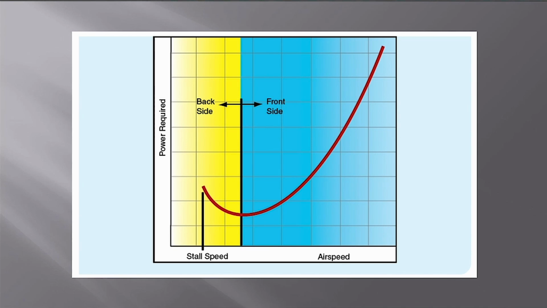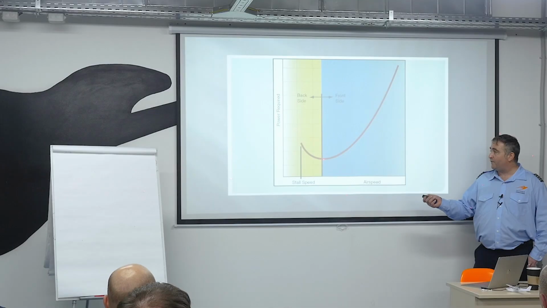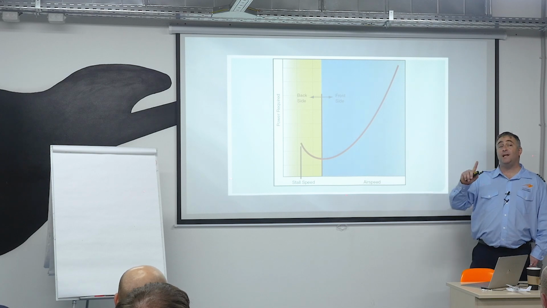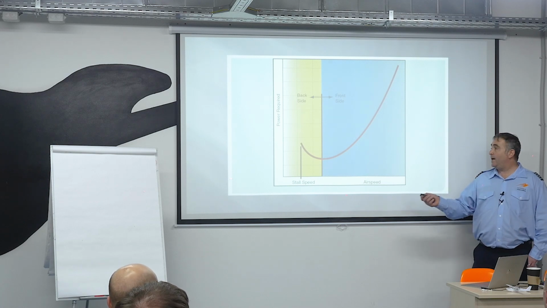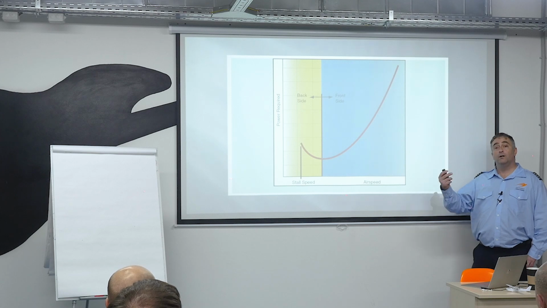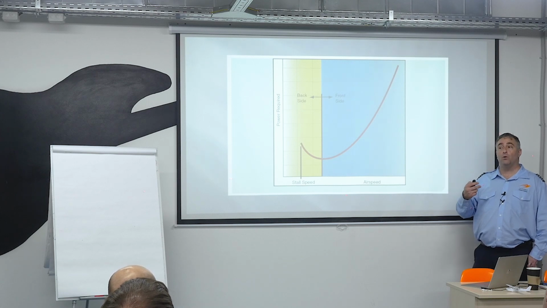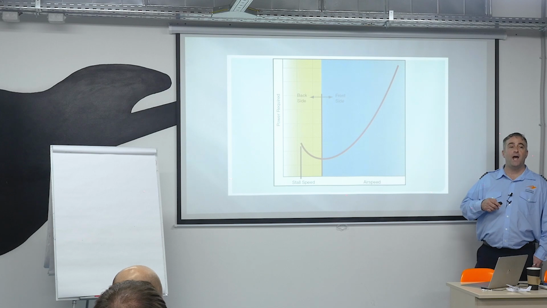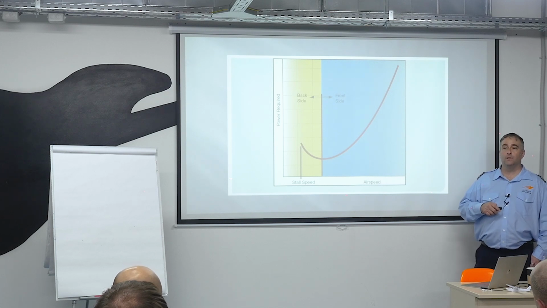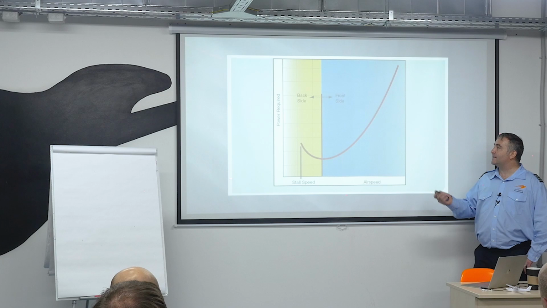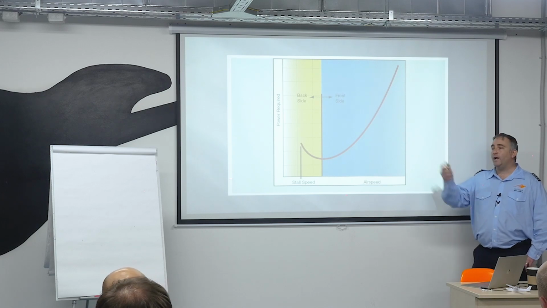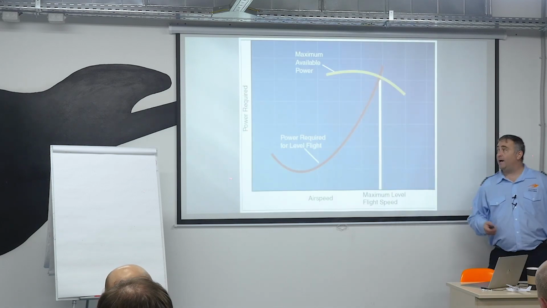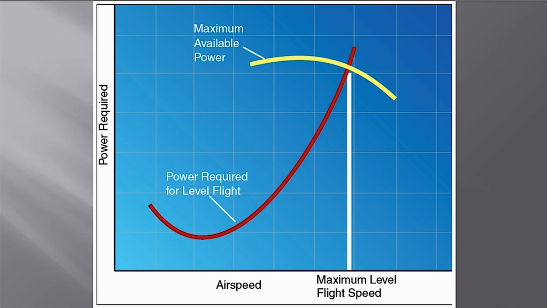Okay, that's fine. You can shut the power off completely and you fly right there, slow as you want, at best glide speed. But if I want to fly slower and maintain altitude, I have to increase power because I have a whole lot more induced drag on that side of the chart. Okay? So that's the back side of the power curve. Okay, this is power required. How much power do I have? Well, this is your maximum available power.